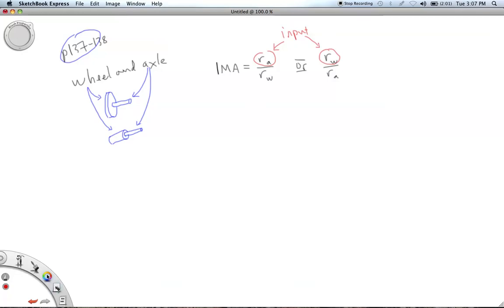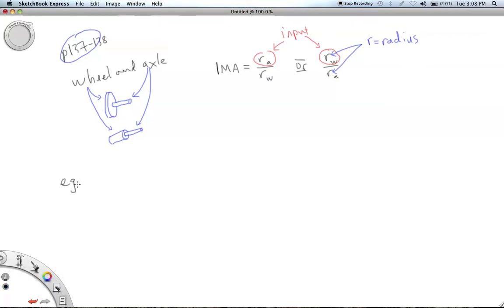Oh, and just to clarify, in case you aren't quite sure here, R is the radius of the wheel, or the radius of the axle, because essentially they're circles or cylinders, if you want to be a little bit more specific. Okay, so let's go to a couple of examples just to help structure this.